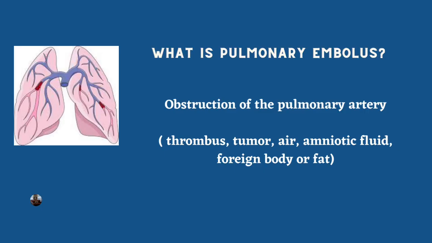So the patient's D-dimer and chest CTA returned positive, and she's officially diagnosed with pulmonary embolism. So what is a pulmonary embolus? It's an obstruction of the pulmonary artery or one of its branches by a tumor, thrombus, air, amniotic fluid, foreign body, or fat.